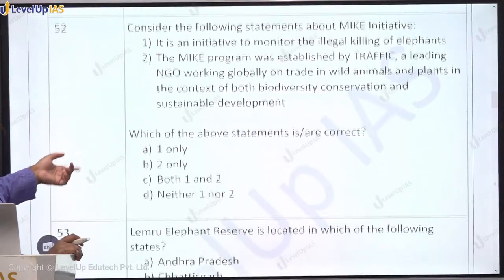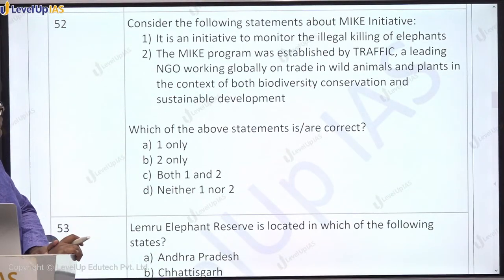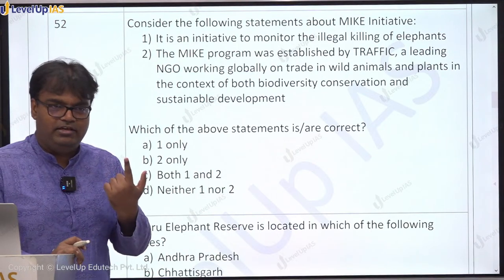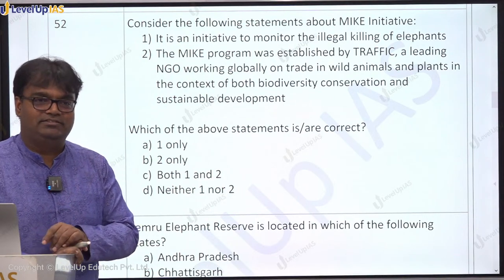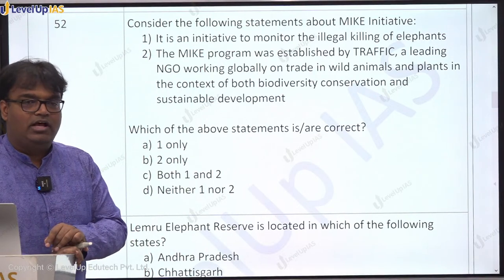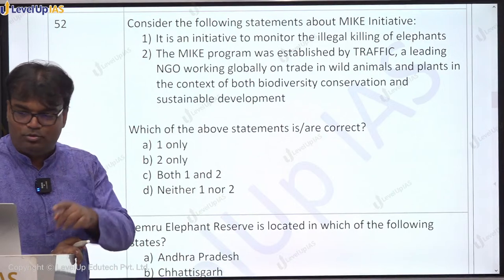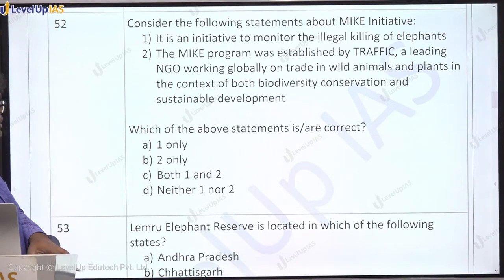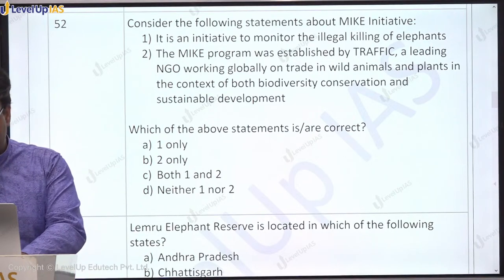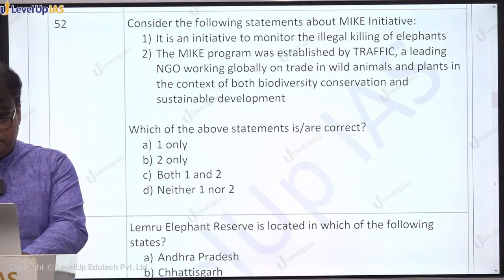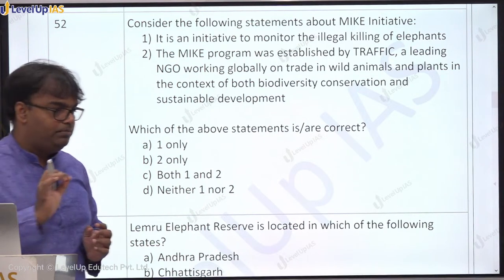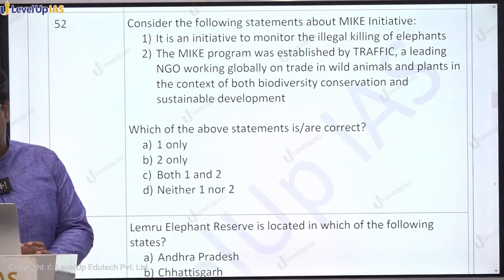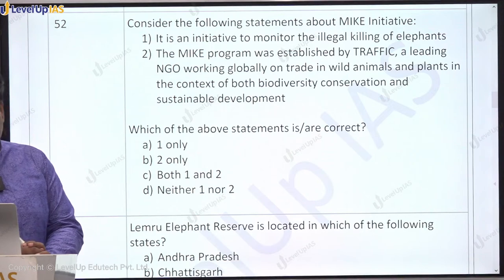Let's go to 52. MIKE initiative. MIKE is for elephants, right? The MIKE programme was established by TRAFFIC. No, it's an initiative by CITES. It's an initiative by CITES. You had all forgotten, right? Open your notes and mark now whose initiative MIKE is. 52's answer is A. Now highlight it there, underline CITES. 52 A. Did we understand this?